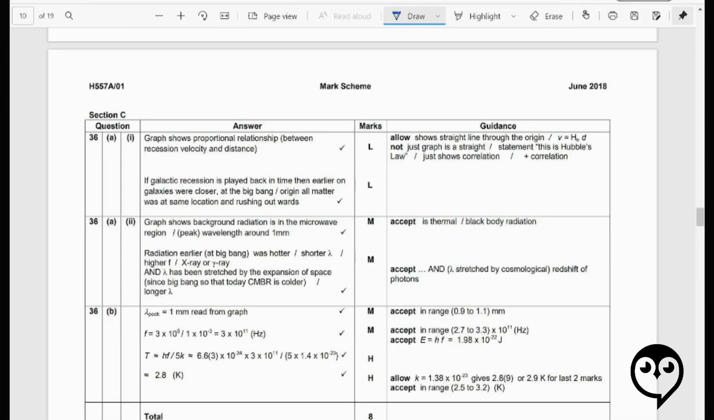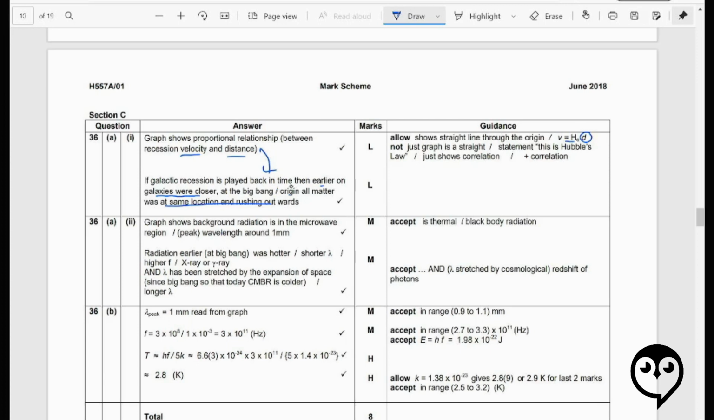What are they saying? The graph shows a proportional relationship between velocity and distance, and they kind of leap here. They say if galactic recession is played back in time, the galaxies were closer at the Big Bang. All matter was in the same location. The graph shows a straight line through the origin. It means, I suppose, that the distance used to be zero. Maybe that's a better way of explaining it.